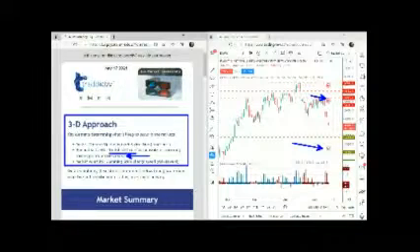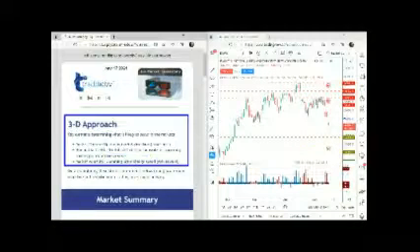These flying saucers, these UFOs, or unfilled orders, show us where we have lots of buyers or lots of sellers. That's helpful because if we want to buy, we want to buy where there's lots of other buying going on, because it's more likely to beat the sellers and push price up. If we want to sell, we want to sell when there's lots of selling going on, because it's more likely to beat the buyers and push price down. So we use our UFOs to help us with our entries and our exits.